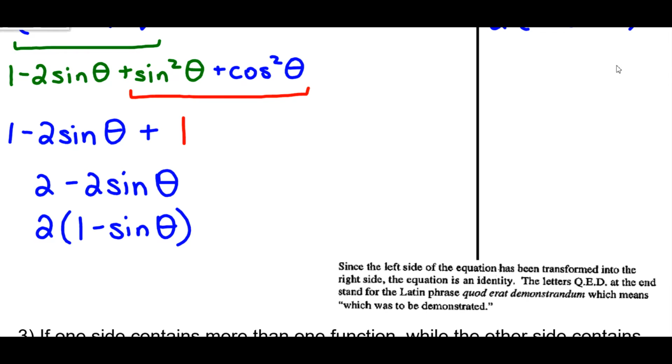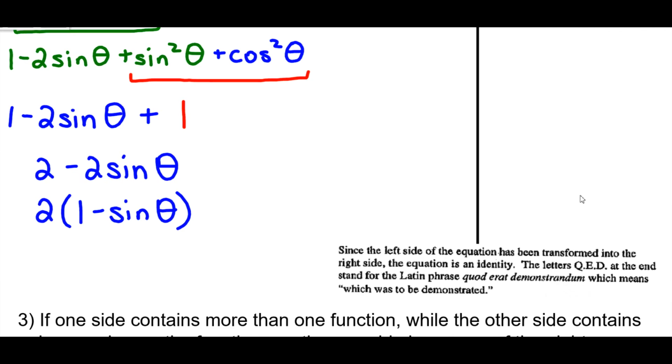Now, we have a little special thing that we do when we finish this. Since the left side of the equation has been transformed into the right side, this equation is called an identity. The letters QED at the end stand for the Latin phrase quod erat demonstrandum, which means which was to be demonstrated. So basically, QED is something that we put at the end that says, woohoo, I did it. I managed to get it done. My goal was to prove the left side is the same as the right side. Here is me saying I did it.